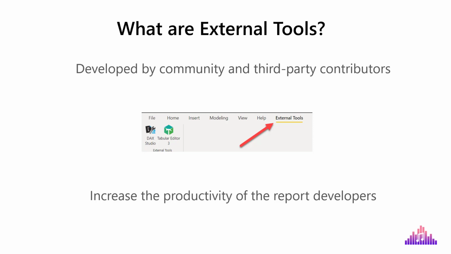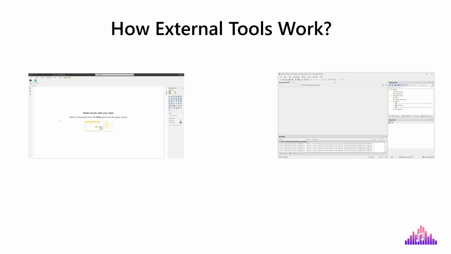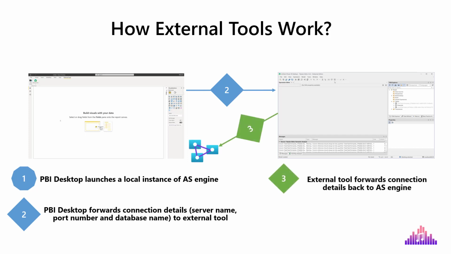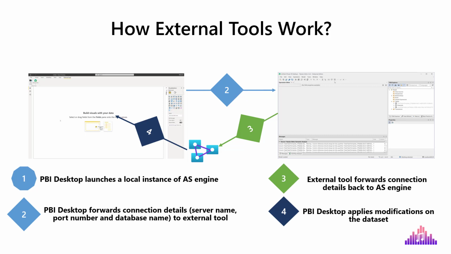Here is the simplified illustration of the way the external tools, ones that are accessing your Power BI data model, work. First, Power BI Desktop launches a local instance of Analysis Services Engine. Then, Power BI Desktop forwards connection details, such as server name, port number, and database name, to the external tool. Next, once you're done with the work, the external tool forwards connection details back to Analysis Services Engine. Finally, Power BI Desktop will apply modifications to the dataset.